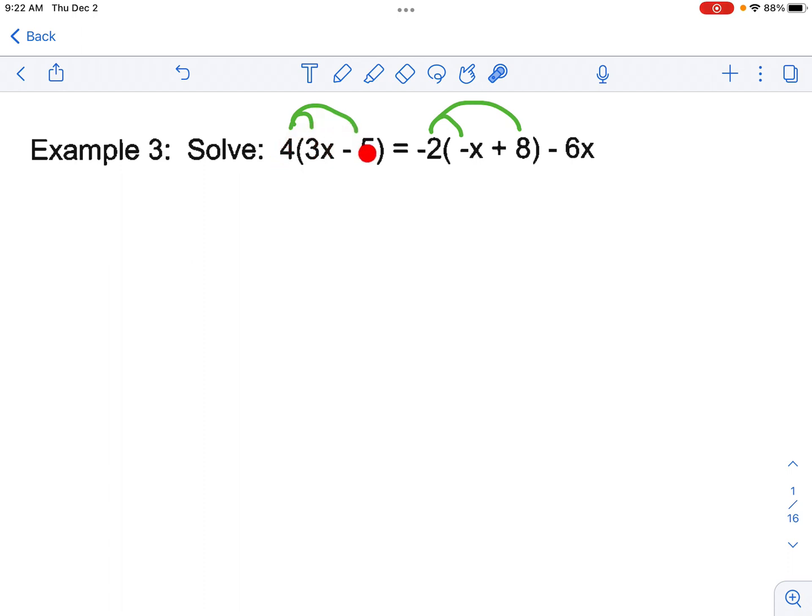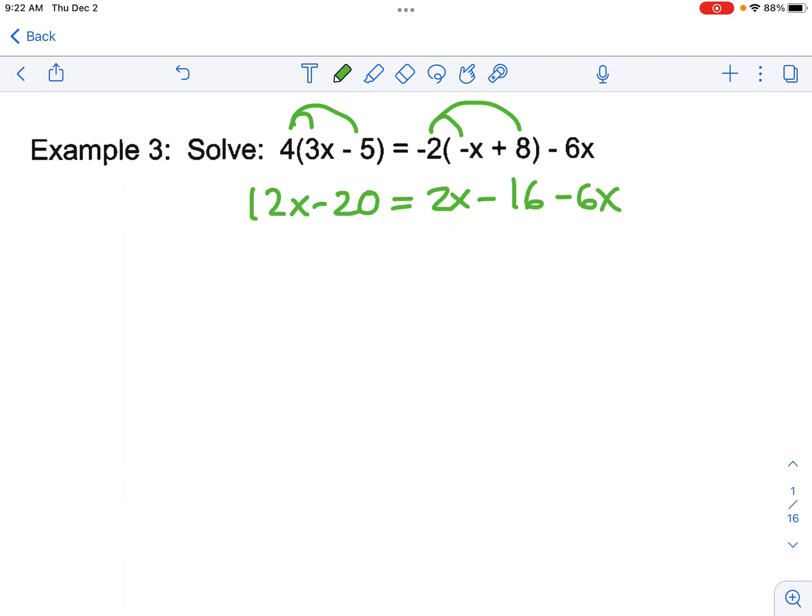4 times this means 4 times 3x and 4 times negative 5. So we have 12x minus 20 on the left. And then we have to do the same type of distribution here. So we're distributing a negative 2, right? So negative 2 times negative x is going to be a positive. In other words, the negative sign out here is really changing this sign and changing this sign. So we are going to have a positive 2x and a negative 16, and then we have a negative 6x. So we've taken care of the distribution.